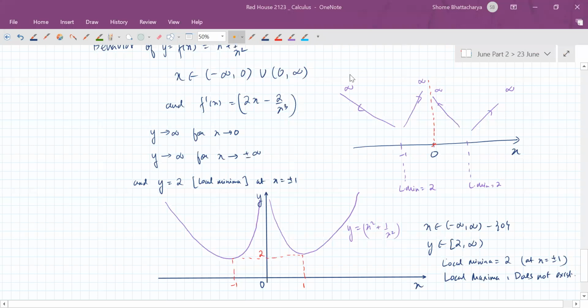So can global maxima exist in this condition? Global maxima is there, no? We have shown in the range that it is going from 2 to infinity. So the upper limit of y itself is the global maxima. No? So global maxima is tending to infinity.